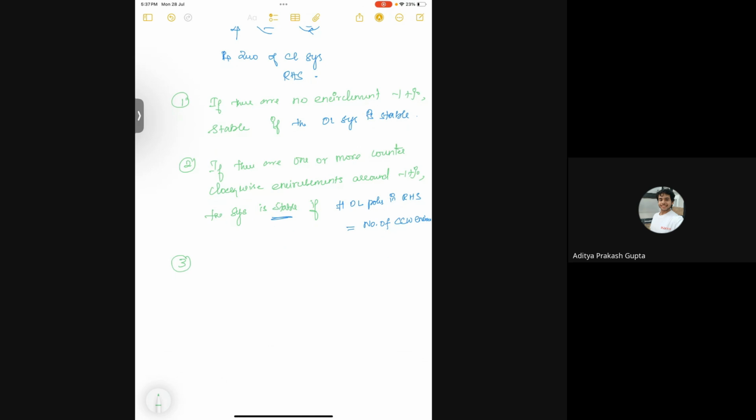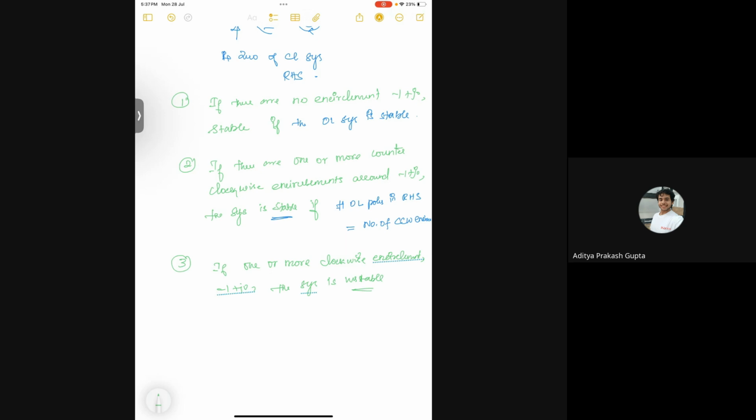And the third point is there are one or more clockwise encirclements. Similar to the second point, if there are one or more clockwise encirclements, I'm talking about -1 always, okay? The system is unstable. This is a very straightforward point. So if there are one or more clockwise encirclements, then the system is unstable.